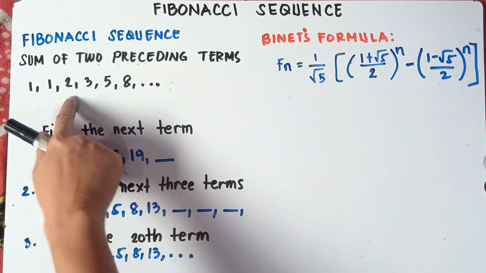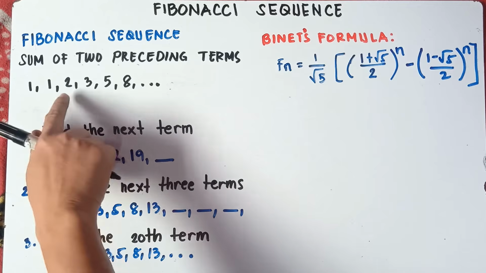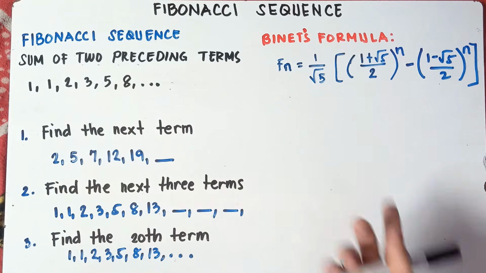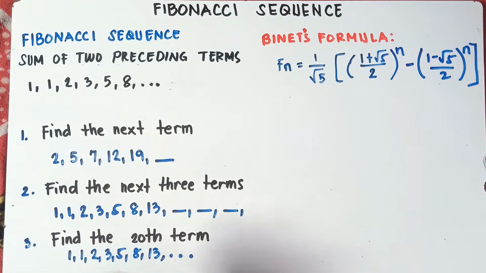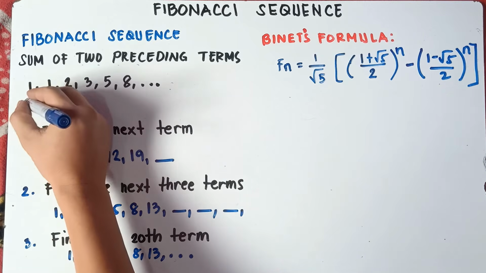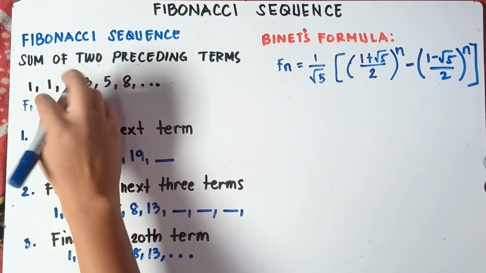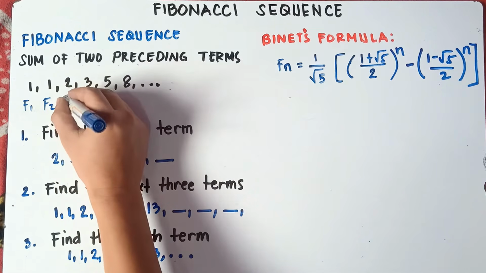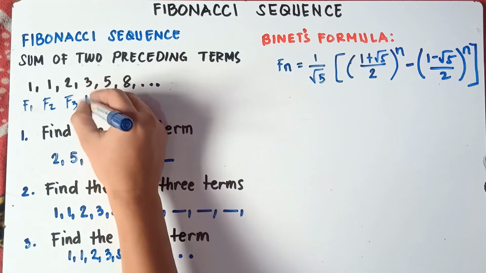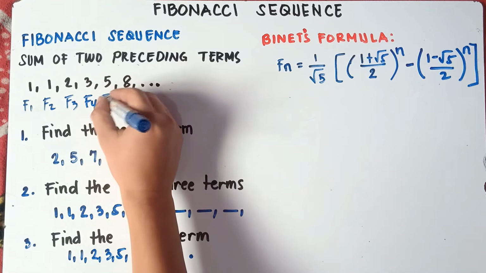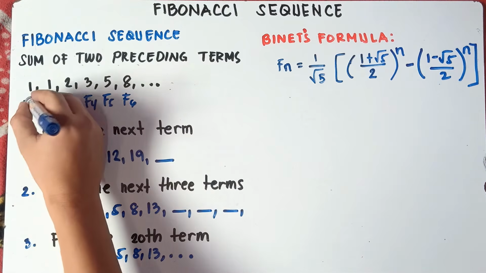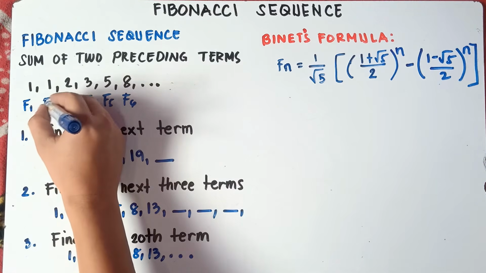So in the Fibonacci sequence, you simply add the preceding terms. In Fibonacci, this one here, we designate as our F sub 1. The second one is our F sub 2. The third one is our F sub 3. This 3 will be our F sub 4, 5 will be our F sub 5, and 8 will be our F sub 6. We will be using this F in our recursive formula in part 2 of our video.